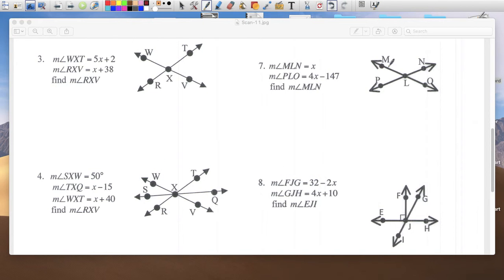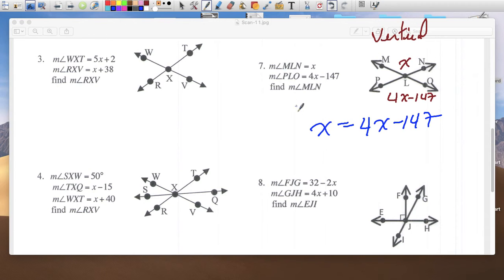Angle MLN is x. Angle PLO, which is right below it, is 4x minus 147. And again, what kind of relationship do they have? They're called vertical angles. And if they're vertical angles, they're equal to each other. So set your equation accordingly. So x, this angle, is equal to the other angle on the other side.